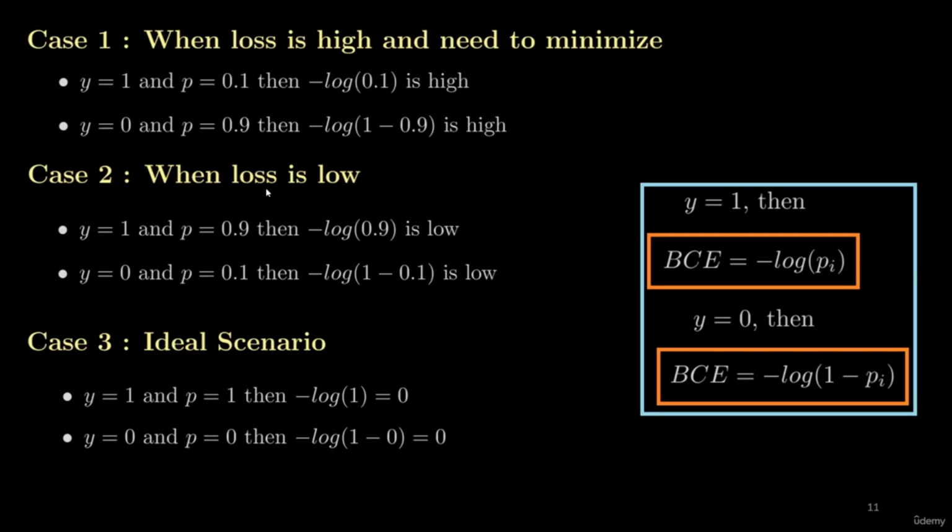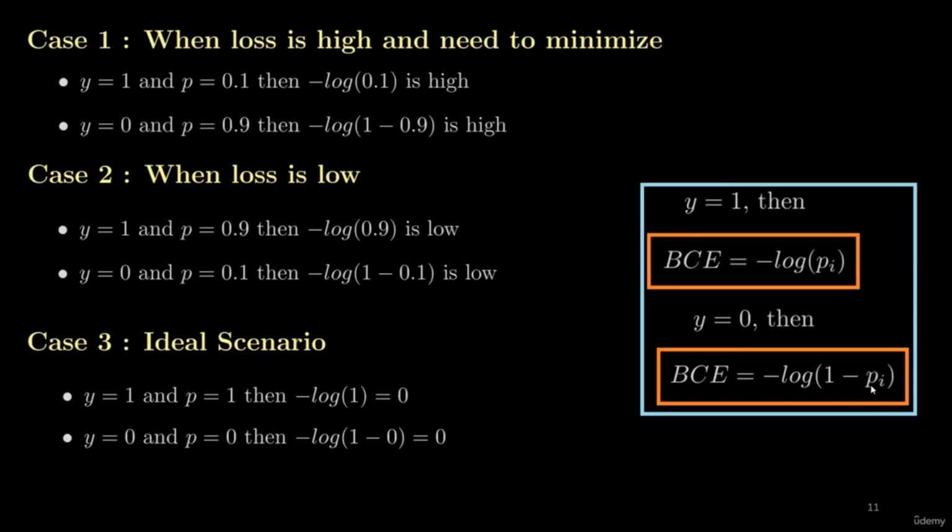Now this is the situation when loss is low. When loss is low and your label is 1, that is y is equal to 1, in that case the probability is 0.9. And a negative log of 0.9 is a small value, because this is a large value as far as the probability is considered. We know that if we pass a large value to the negative of log, it will give us a small value. Similarly, if y is equal to 0, then we will use this part of the equation to calculate the loss. So here y is equal to 0 and p is equal to 0.1.